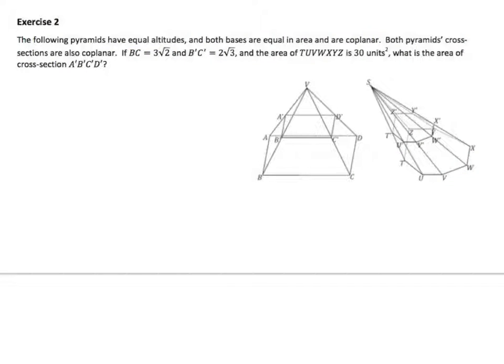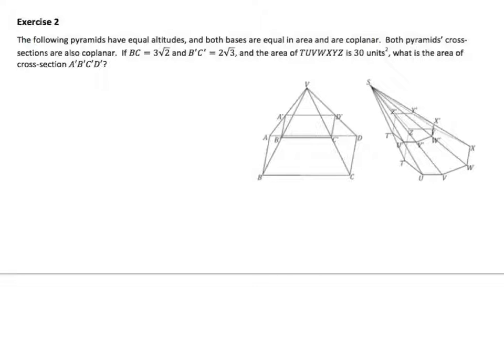I need a black pen. The following pyramids have equal altitudes, and both bases are equal in area and are coplanar. That means they share the same plane. Both pyramids' cross-sections are also coplanar. That means they share the same plane. And they have equal altitudes. That means that the top is the same distance. So from here down is the same as from here down because they share the same plane. So the distance from the vertex to that plane is equal.